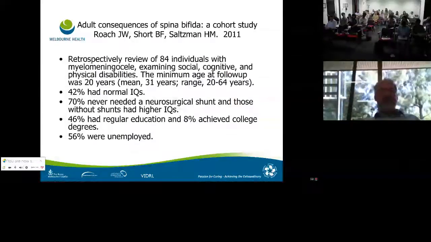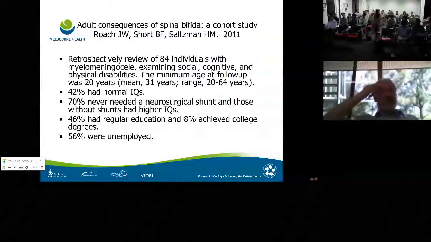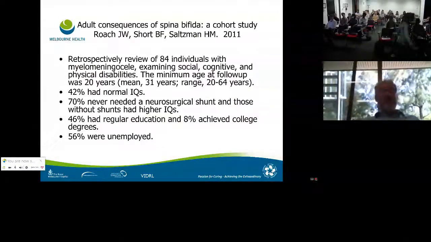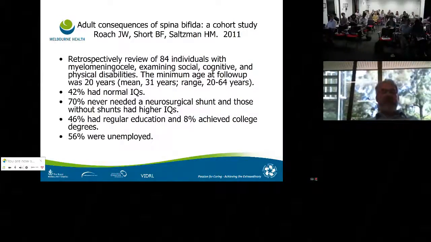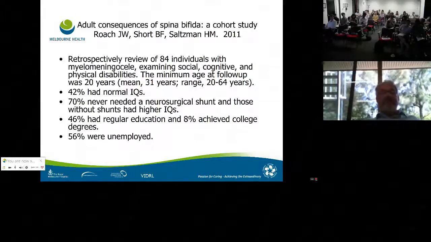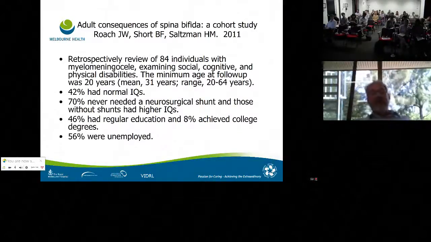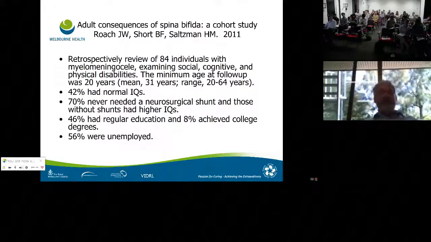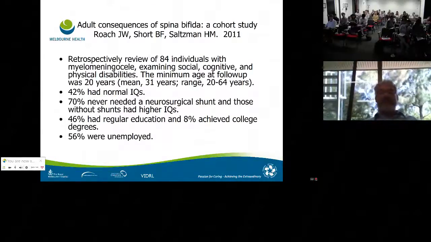retrospectively looked at a cohort of 84 individuals, looking at social, cognitive and physical disabilities. In other words, all of the major issues. Minimum age at follow-up was 20 years, a mean of 31 years, and even going up to those at 64 years, remembering 64 years brought it back to the mid-1950s in terms of birth.